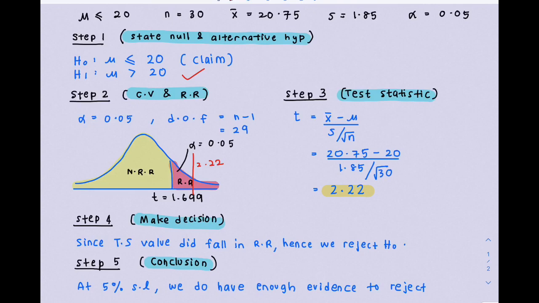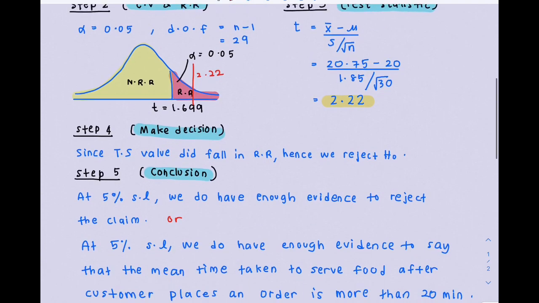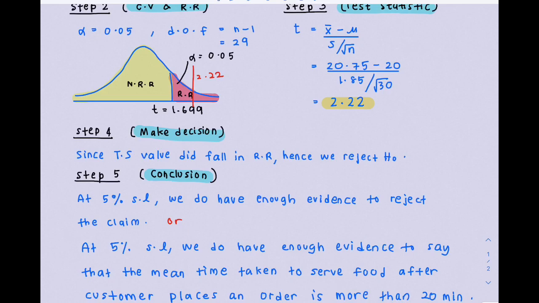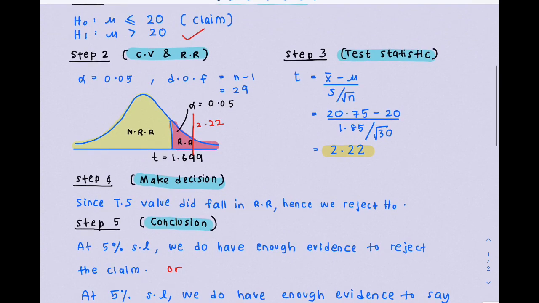Or you can also write as at 5% significance level, we do have enough evidence to say that the mean time taken to serve food after customer places an order is more than 20 minutes. More than 20 here means you are referring to the alternative hypothesis. Because you are rejecting the null, you can say that the alternative is correct. Okay, so you have options to do your conclusion, but make sure that one tallies with your decision. Okay, that's all for this example.